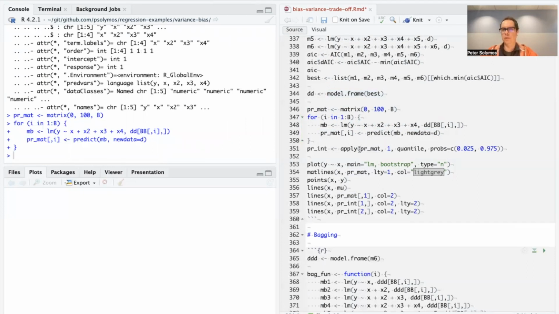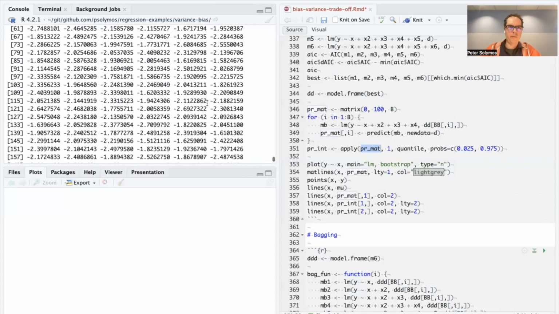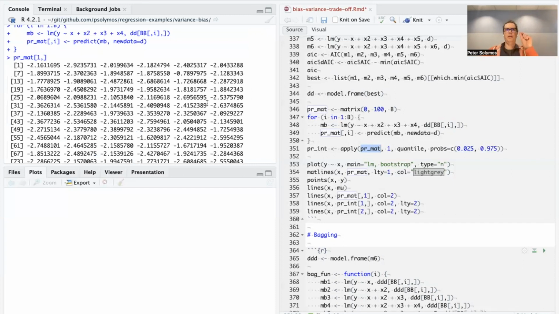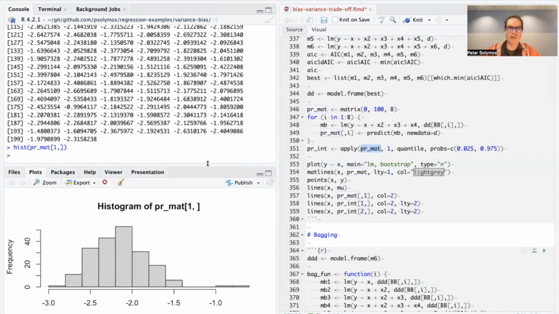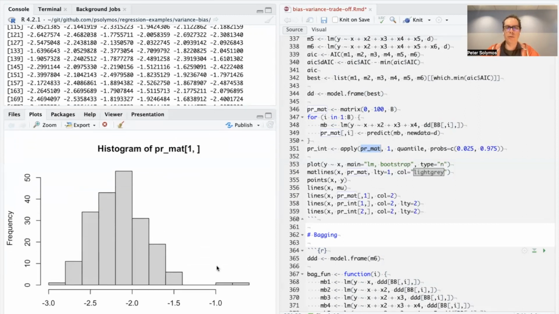Now for each row of PR math, where 1 means by row, 2 would mean by column, I apply the quantile function. So 1 row looks like this. This is 200 predictions from the bootstrapped data, and it is going to have a distribution like this. So this is my first observation and my bootstrap-based prediction around a point estimate.